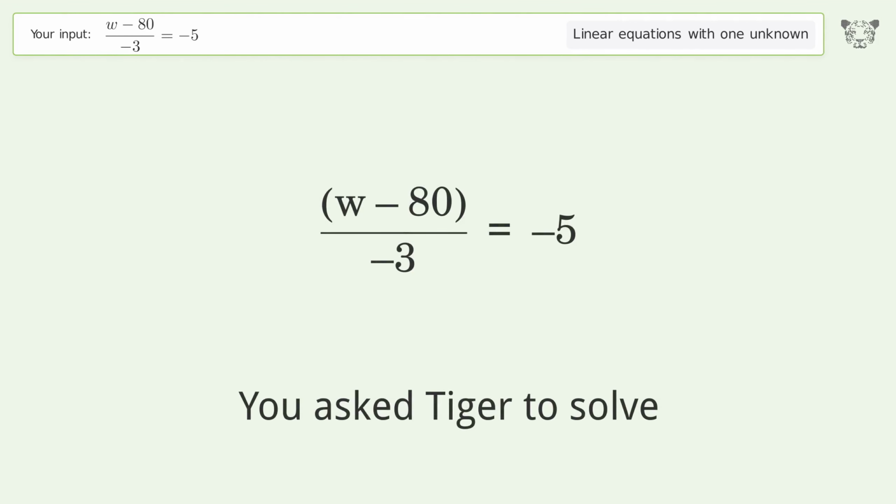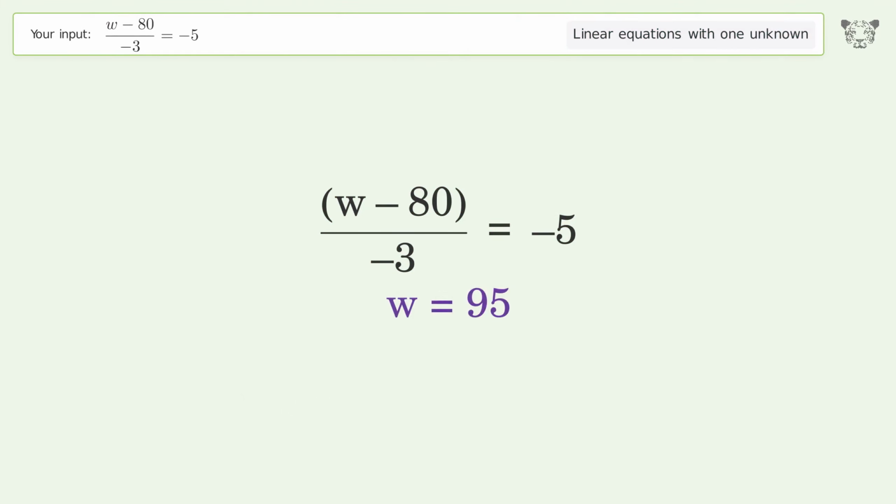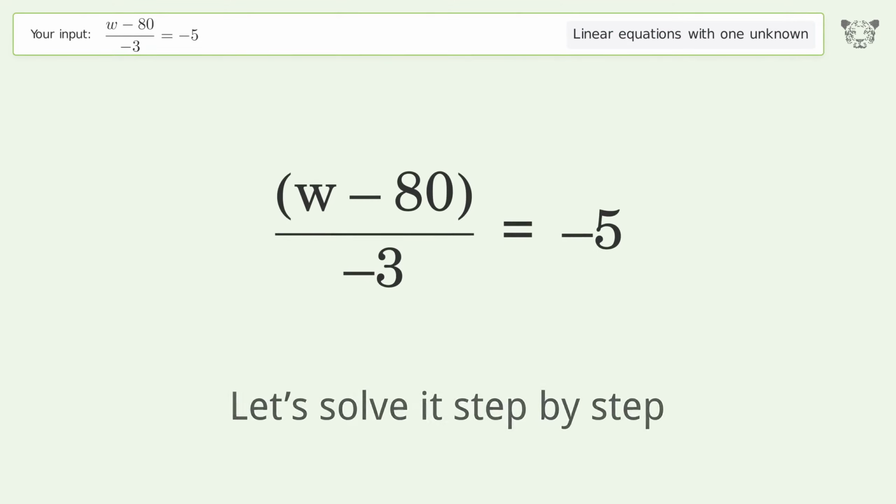You ask Tiger to solve. This deals with linear equations with one unknown. The final result is w equals 95. Let's solve it step by step.